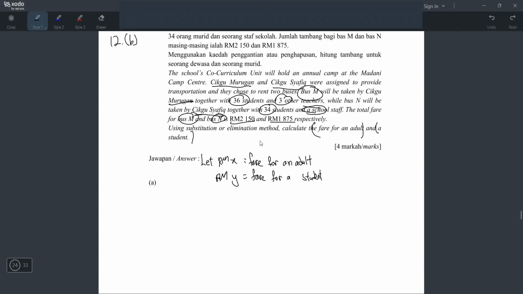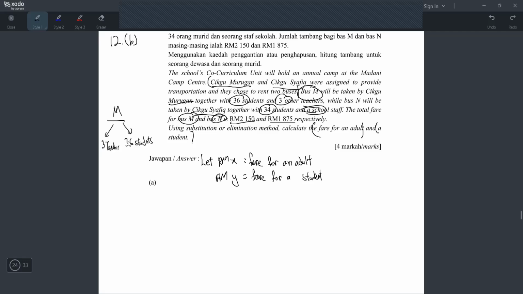Okay. So remember these tips I give you. Always when you do simultaneous, straight away let the final answer be the X and Y. Then only you baca atas. Just now they say Cikgu Murugan, Cikgu Shafiq were assigned to choose transport, choose 2 bus. Bus M will be taken by Cikgu Murugan, right? Together with 36 students and 3 other teachers. So for bus M, how many adults, how many children? So 36 students and 3 teachers, right? So there should be 3 teachers.